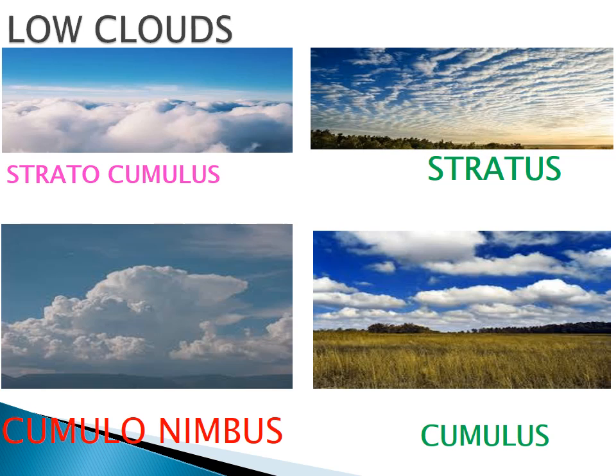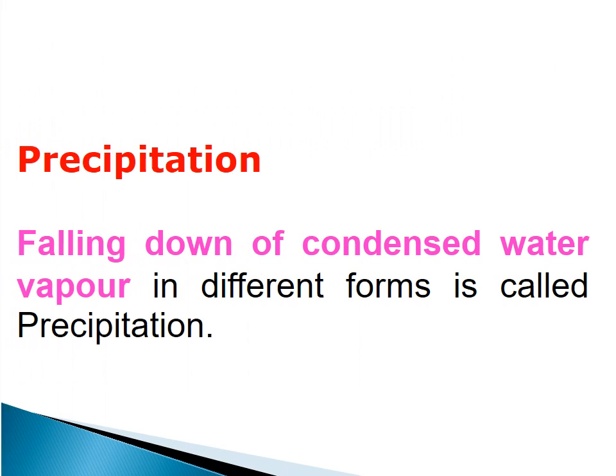So these are the types of clouds in low clouds. And the next one is precipitation. Falling down of condensed water vapor in different forms is called precipitation.